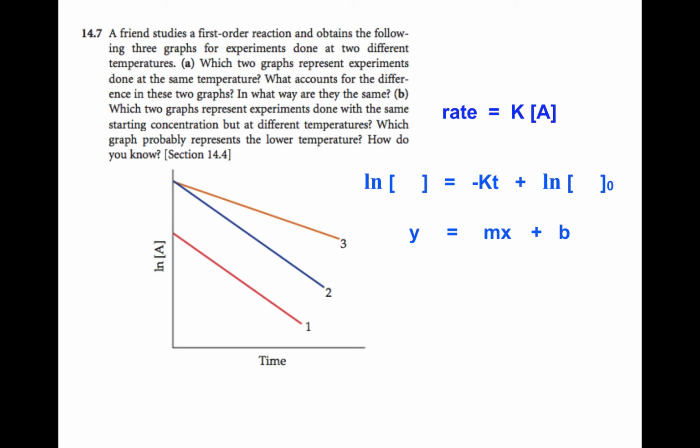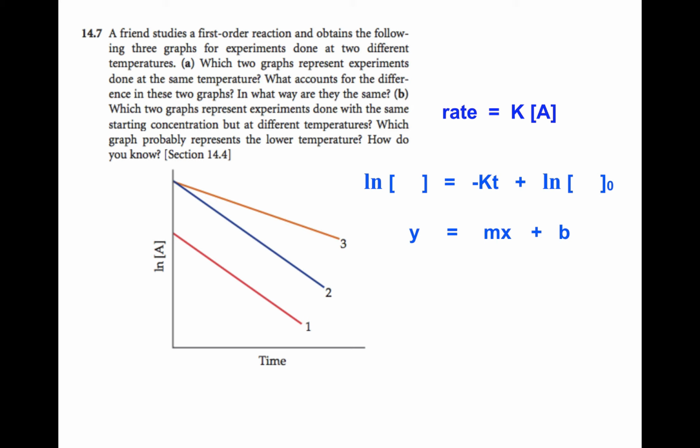All right, back to our problem. They want which two graphs represent the experiments done at the same temperature. Well, at the same temperature, you're going to have the same rate constant. There's a relationship between temperature and rate constant. We'll get to that later on. But for right now, if you increase the temperature of a reaction, you speed it up. If you look at the rate law, you're not changing the concentration. So what you're changing is the rate constant. A big k, fast rate; small k, slow rate.